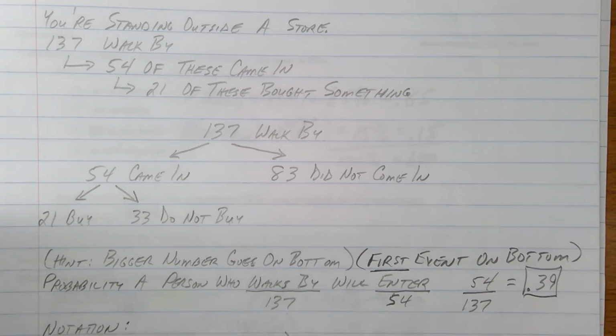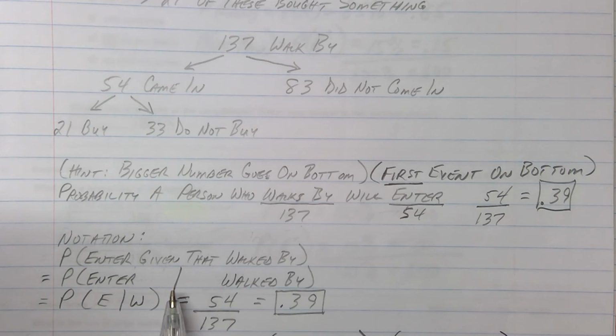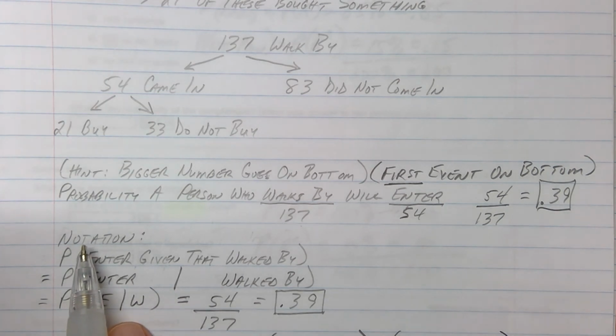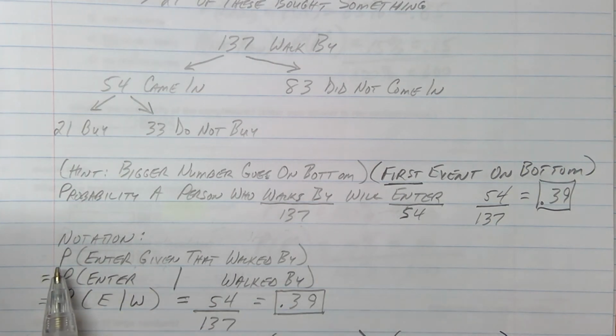So 54 out of 137. All right, these are the same numbers here. I'm just showing you some notation. This says probability a person who walks by will enter. This is notation. That's the probability that they enter given that they walked by. This is the first event. This is the second event. I know it seems kind of backwards. We're listing the second event first, but that's the way we list this thing. We say probability that they enter given that they walked by.